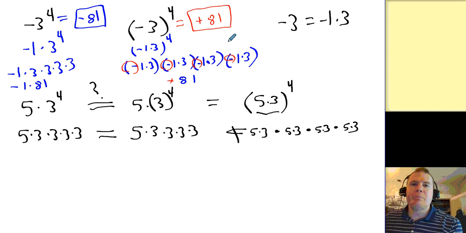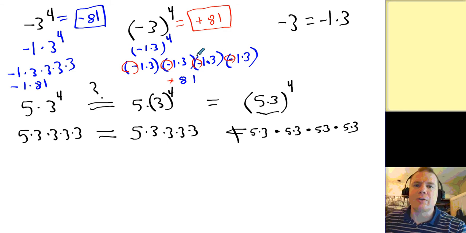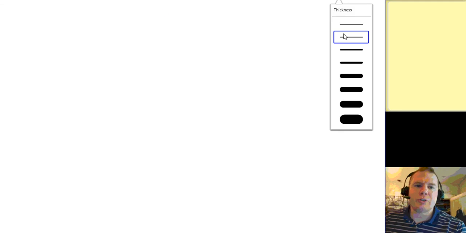We have to really pay attention when we're dealing with negative bases. Is that negative actually part of the base? Or is the negative just out front being applied at the end after we've already done the exponentiating? Let's look at a few more examples to make sure we're really solid on this, because this is a very common kind of mistake.